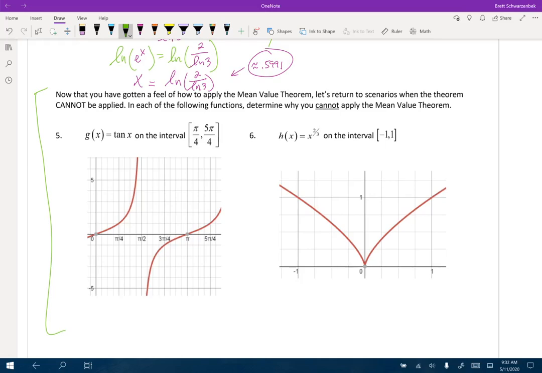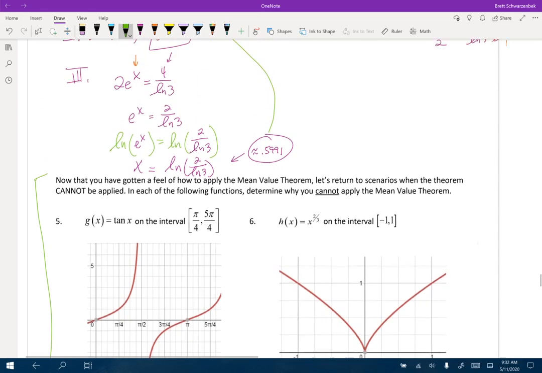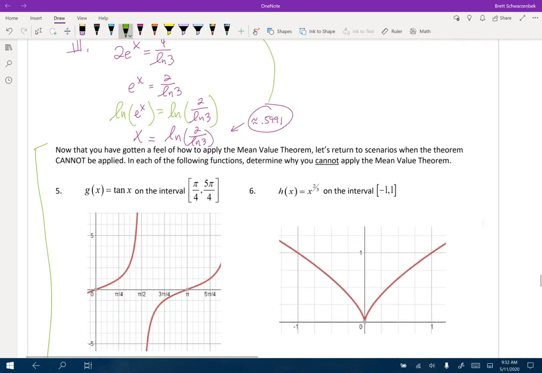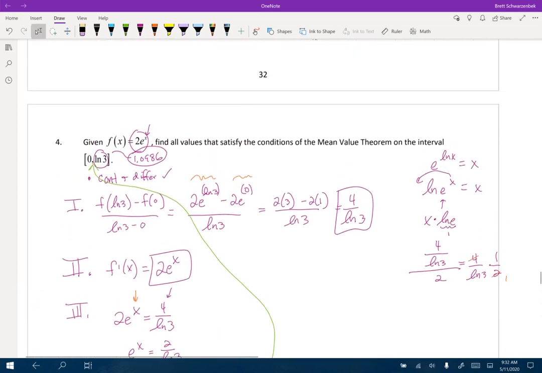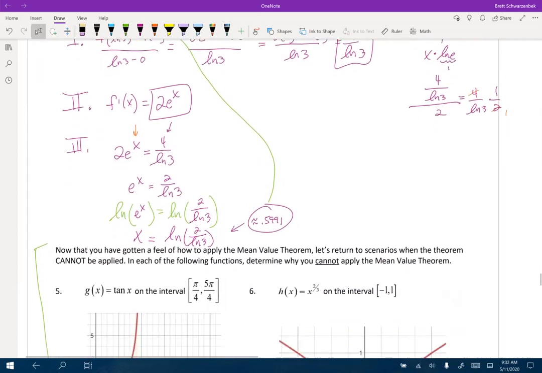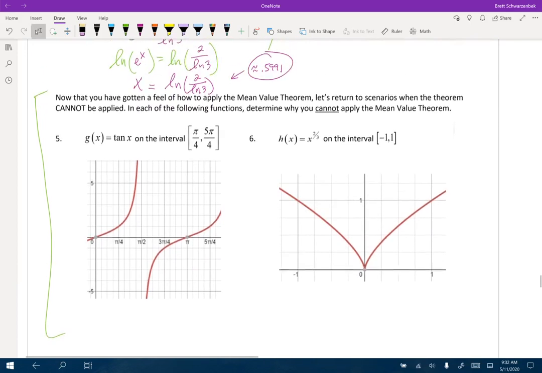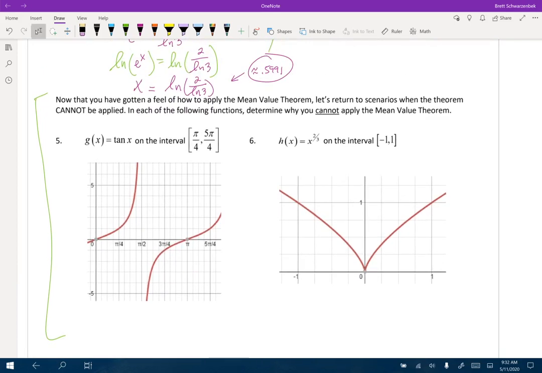I just want to make sure everybody clearly understands when the mean value theorem cannot be applied, because clearly in all the examples we did, in order to accomplish what we were doing, it had to satisfy the requirements, which we showed. But what happens when it doesn't? So look at number 5. Let's say we graph tangent. This is the graph of the very popular base trig function tangent, but we're on the interval pi over 4 to 5 pi over 4. So if we label the points on the tangent graph at those values, what is the issue?